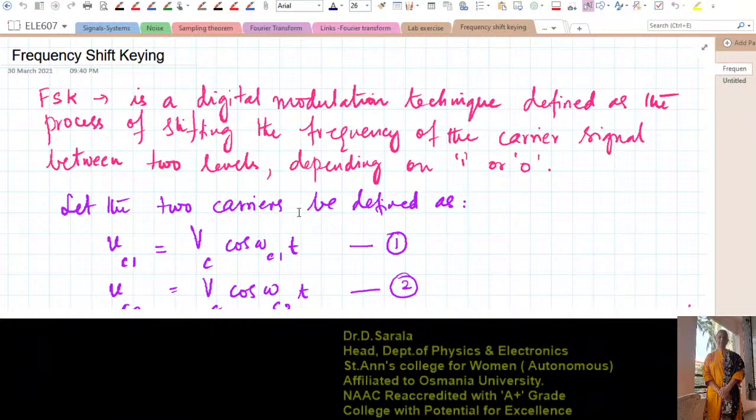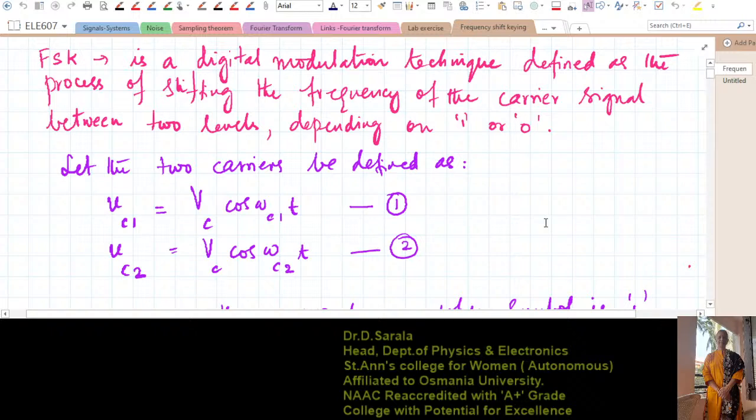Let's discuss frequency shift keying. This is a digital modulation technique, defined as a process in which the frequency of the carrier signal is shifted between two levels, depending on whether the symbol is 1 or 0.